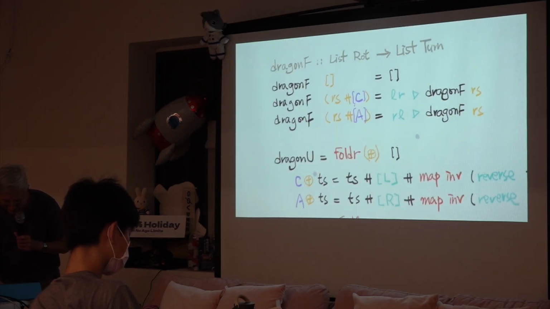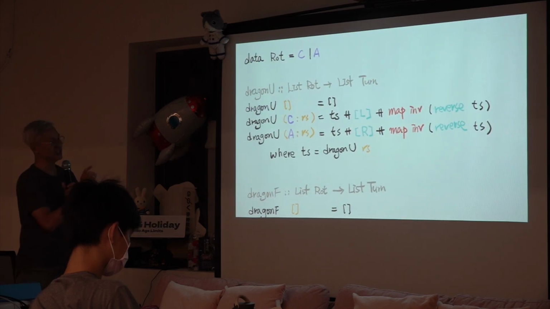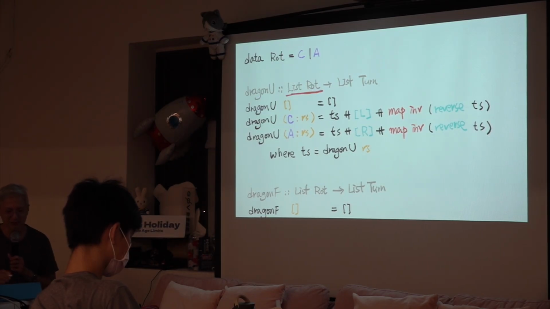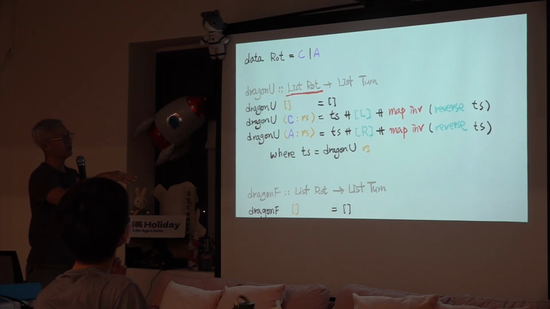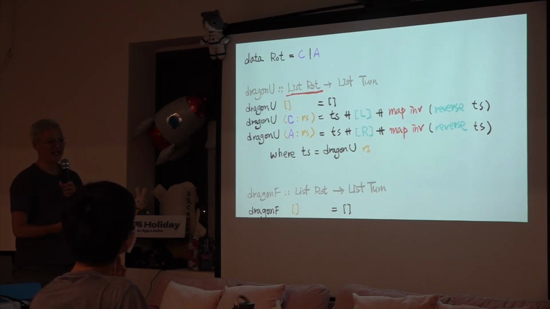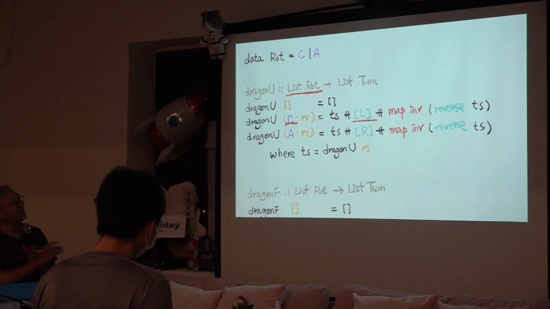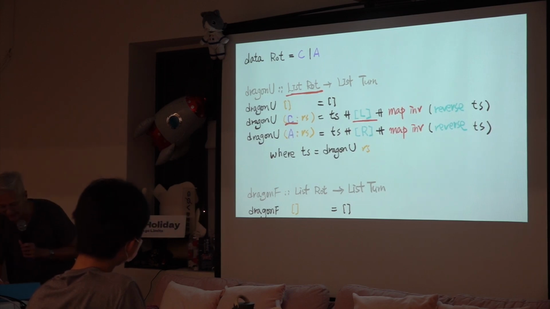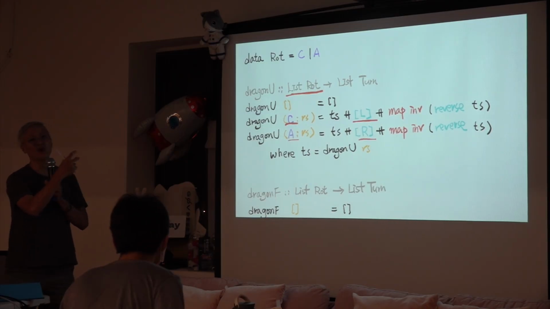So in the generalization, the generalized dragon unfold takes a list of instructions. The previous version of dragon unfold takes a natural number, but now it takes a list of rotations. Each rotation is a clockwise turn or an anti-clockwise turn. When the first instruction is clockwise, we do the same thing. When it is anti-clockwise, we do a right turn instead. And that's the generalized unfold approach.